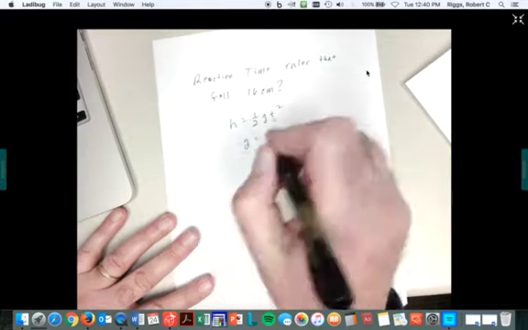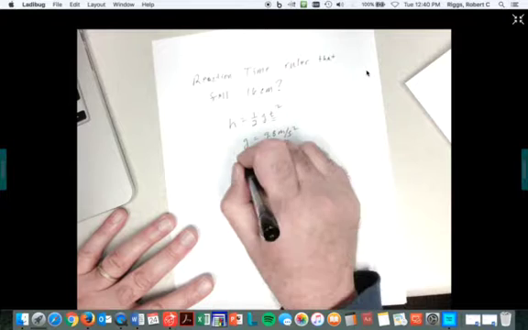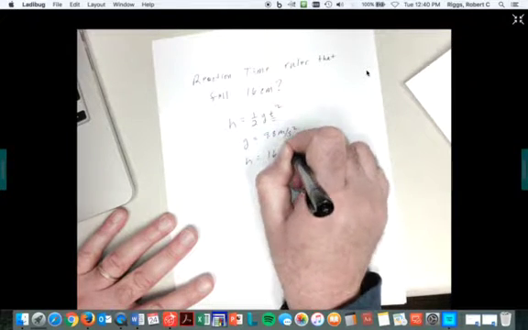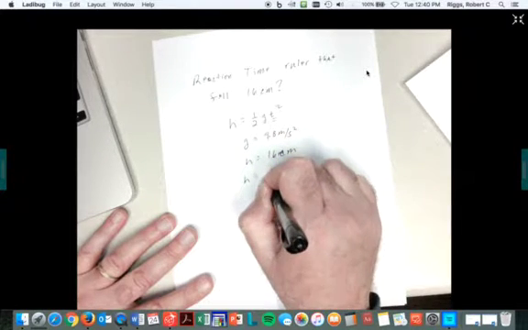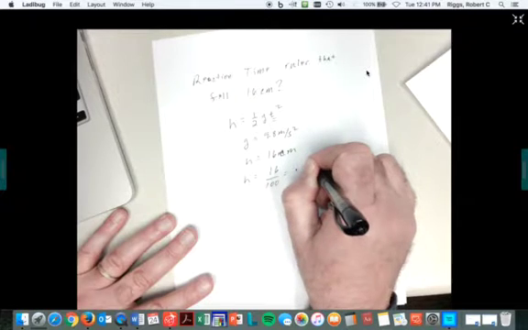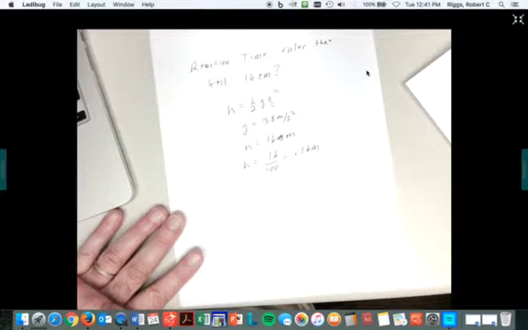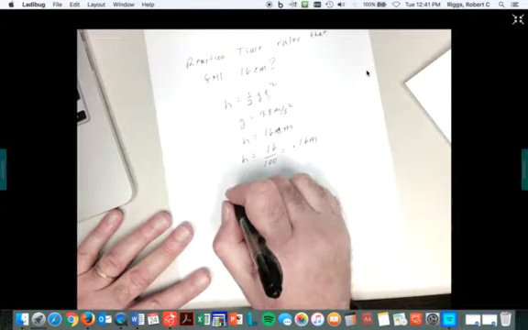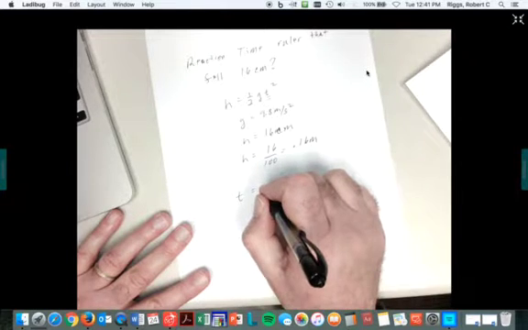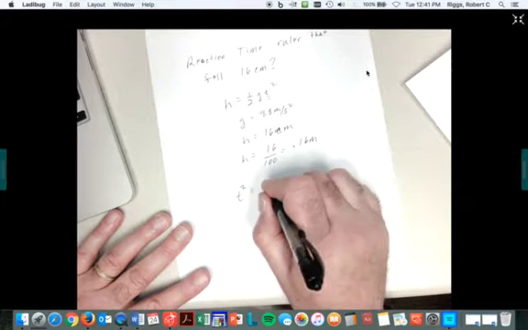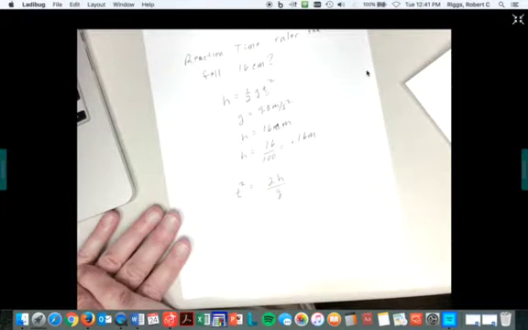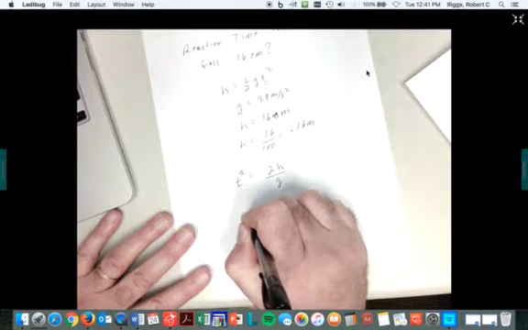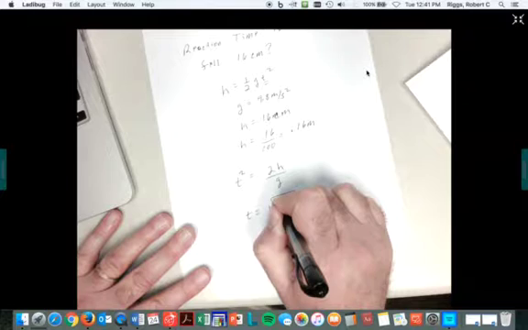You do a little algebra here, and h here is 16 centimeters, but I need to convert that to meters. So h is actually 16 divided by 100, which is 0.16 meters. Now, here's your formula. t squared is equal to 2 times h divided by g. And then take the square root of that. So t equals the square root of 2 times h divided by g.